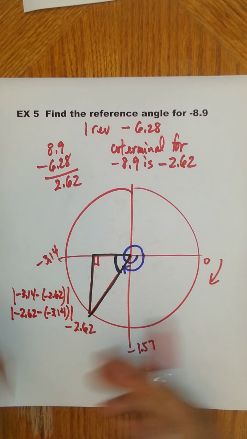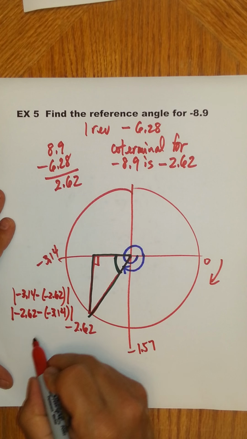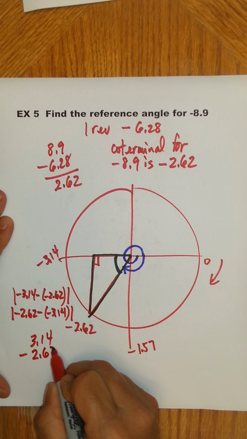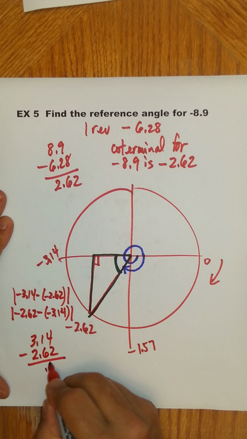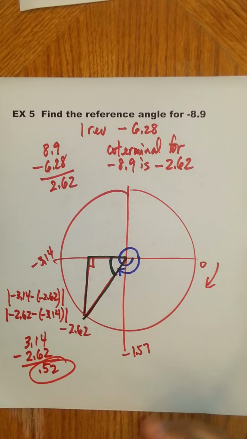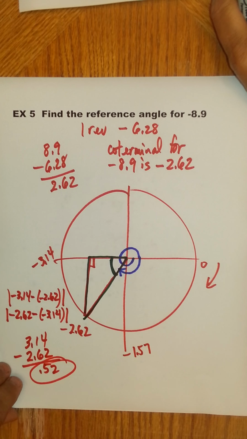You do all that, and you're going to get the same answers if you just work with them as if they were positive. 3.14 minus 2.62 gives you 0.52. That is your reference angle. So you could do it in a more complicated way, but I like to simplify it. So I work with the positives, and you know your reference angle has to be positive, so there you go.